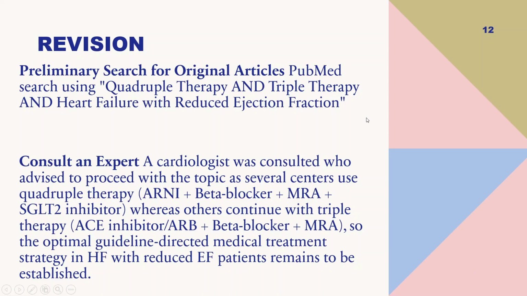And then you do a preliminary search for original articles on PubMed using the same previously mentioned criteria for triple therapy and heart failure with reduced ejection fraction. Then you read up on those articles to get an idea of the outcomes being mentioned in several studies or the inclusion and exclusion criteria that you would want to set up. Then you consult an expert.